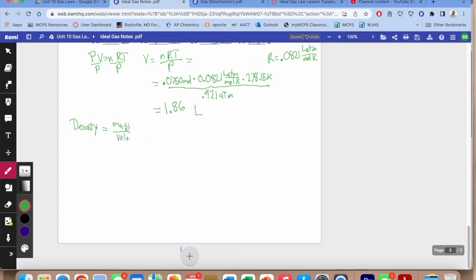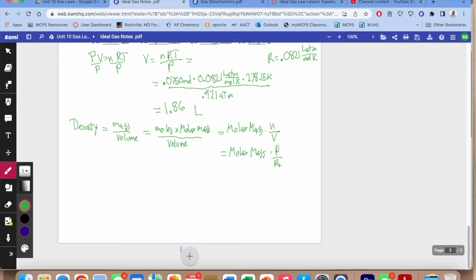The thing of it is that mass over volume, mass I can find using moles by multiplying it by the molar mass. So I can expand this a little bit and make it moles over volume times the molar mass. Well, moles over volume works out to be molar mass times n over V. Well, using the ideal gas law, n over V is just the same thing as P over RT. So molar mass times P over RT.